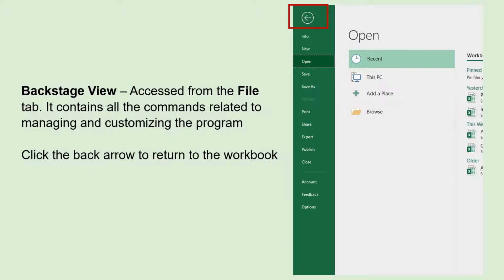Backstage View in Excel is accessed from the File tab. It contains all of the commands related to managing and customizing the program. We'll discuss these more in a moment, but you can see that the options include New, so that would be opening a new document, saving the document, printing, and more. You can click the back arrow to return to your workbook.